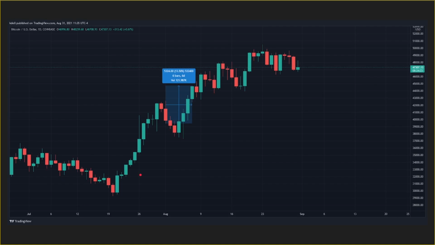Here's an example. This is what this looks like on the charts. So here we see from the 1st to the 7th, Bitcoin increased 13.5%, right? We started around here, and we actually came down a bit and then recovered and came back up and produced a higher high compared to the previous high observed in late July.